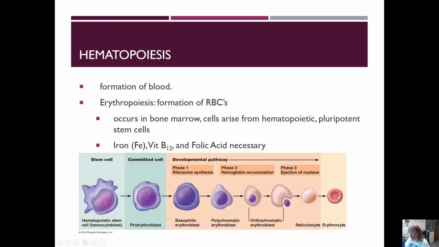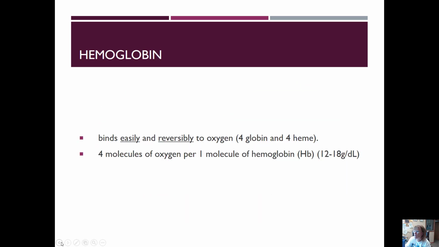And remember, shape determines function. So if you aren't shaped like this, then you can't carry oxygen like you should. So those are situations where you might find more reticulocytes. So lack of iron and lack of vitamin B12. Okay, so let's go back to hemoglobin and talk about its characteristics. And we'll get into CO2 transport in just a minute.